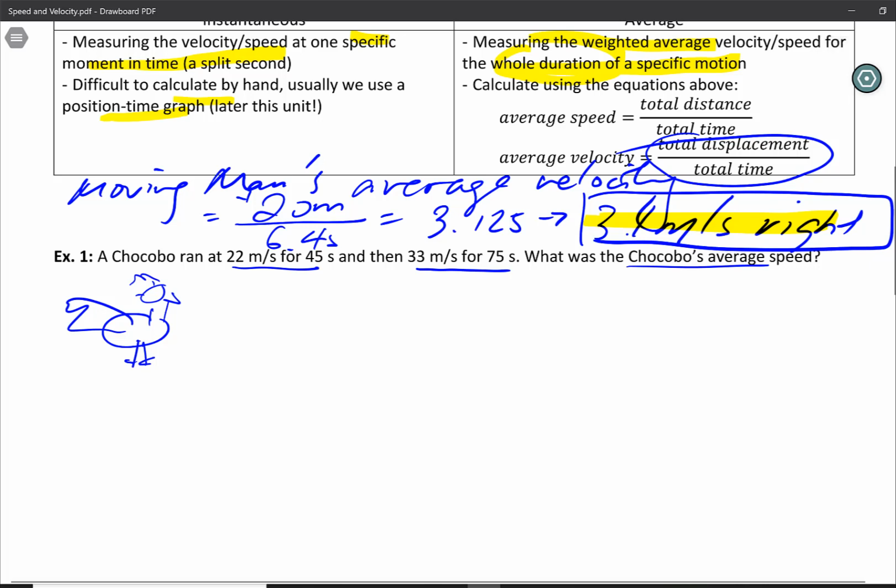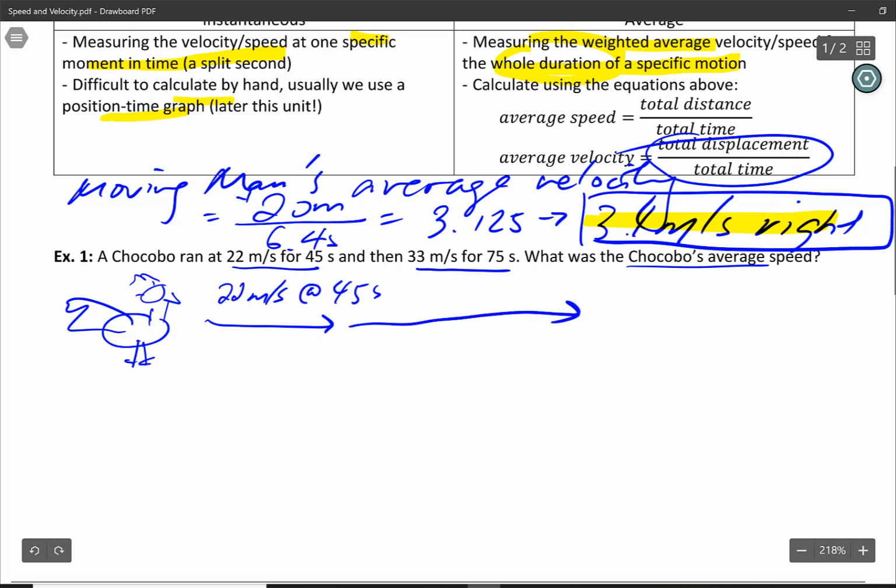Every time you first start with a question, a good idea, number 1, is to draw a picture. It helps you visualize what's happening. Notice the chocobo runs at a smaller speed and then a larger one. We have 22 meters per second to begin with, then a faster speed for a longer time. So I'm going to represent that pictorially with a longer arrow for his second motion. Notice he traveled a longer distance in the second segment than the first one.